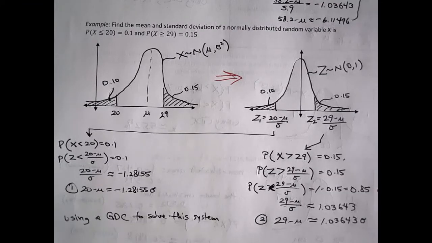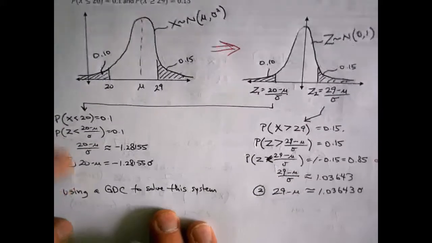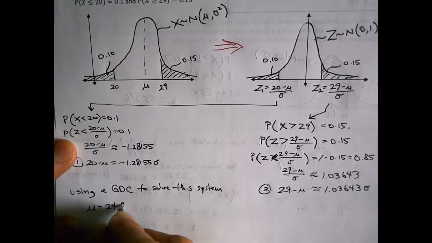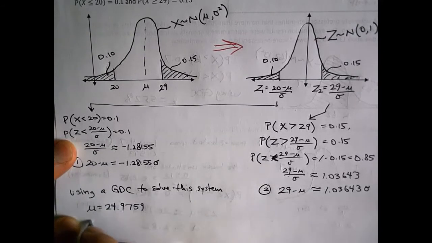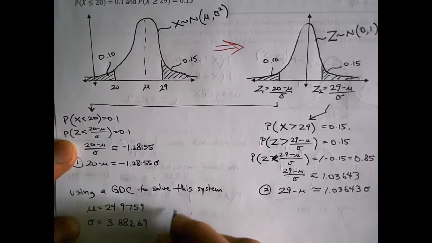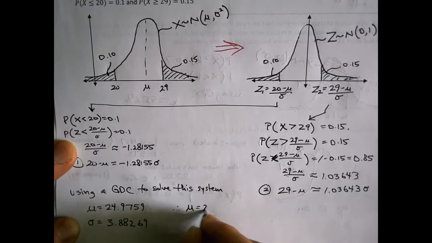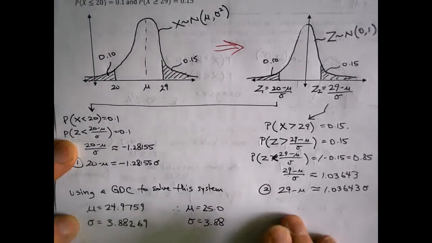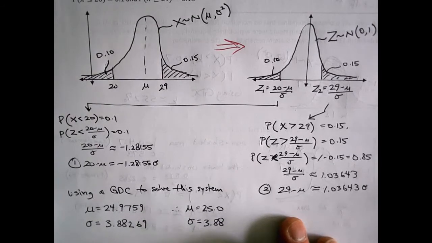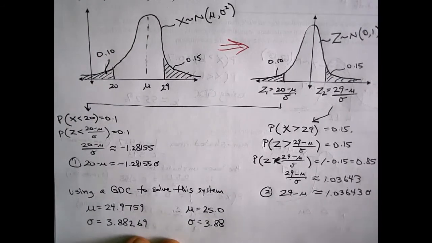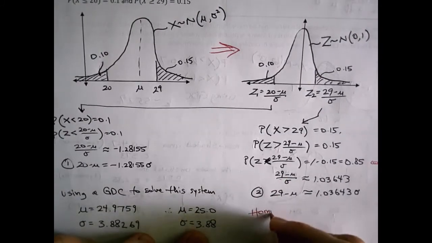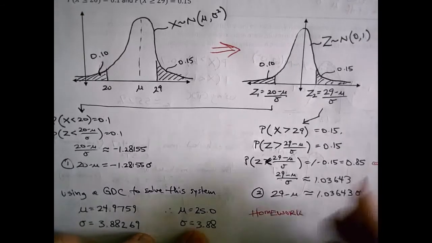So we type these values into the GDC and it spits out our answers, which are mu is equal to 24.9759 and sigma is equal to 3.88269. Therefore, mu is equal to 25.0, sigma is equal to 3.88. And that's definitely the most complicated question you could have, where you have to find two equations. Hope that helped you understand inverse normal distributions.